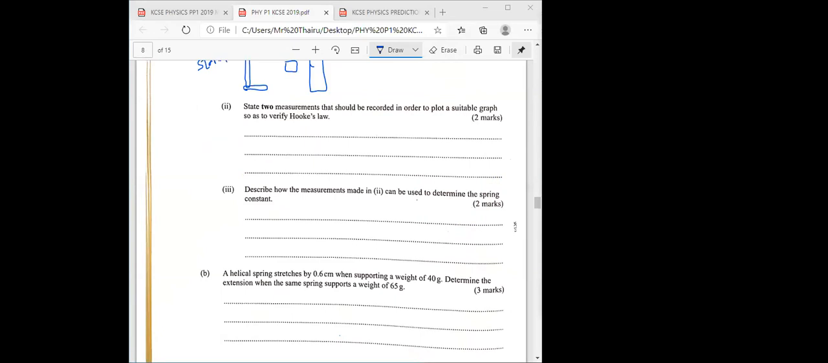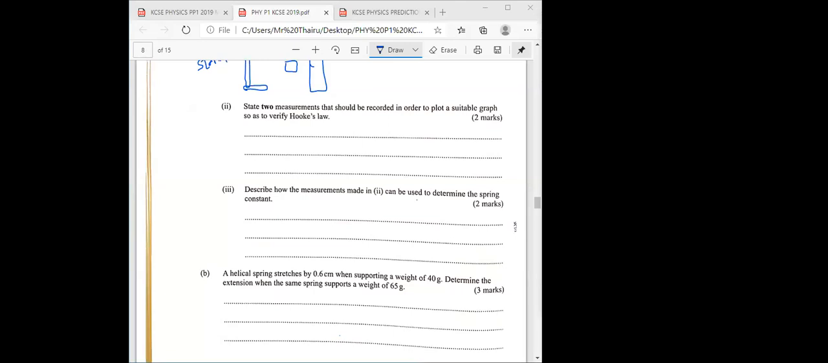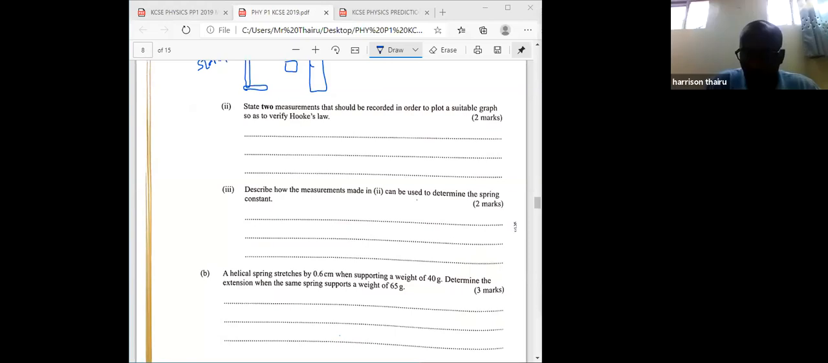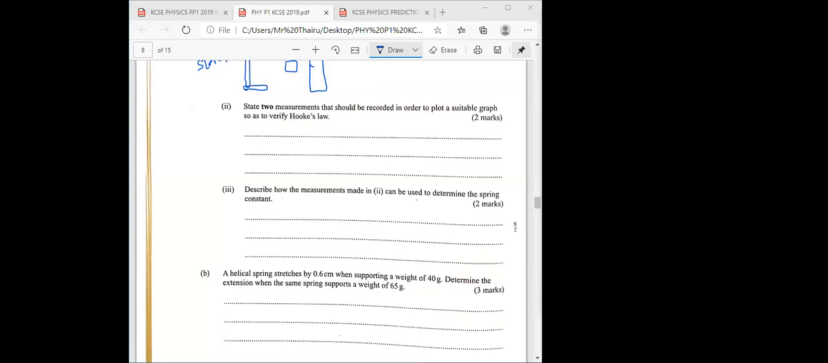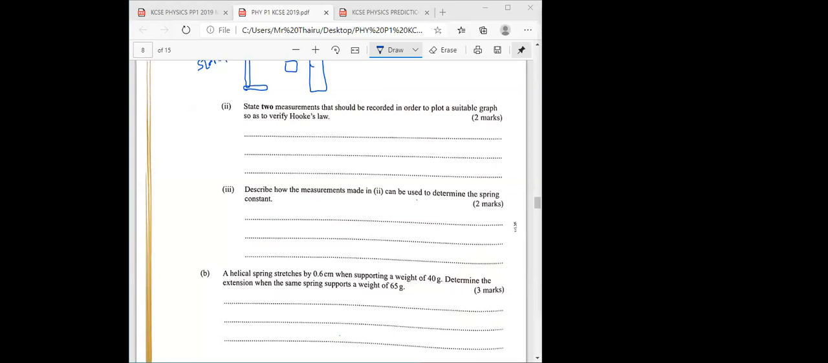Extension. Extension is 1. Boya Ngala, the other measurements. William Mwadime, the other measurements. Force. We have extension. William Mwadime, the other one. Force. Correct. So 2 measurements.